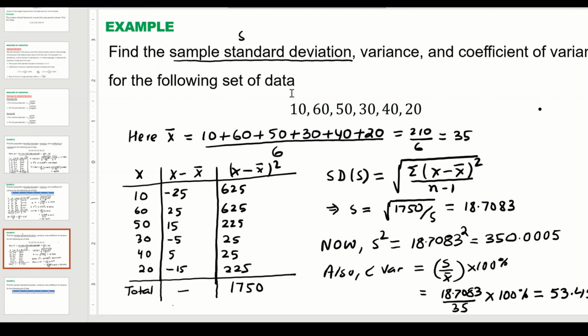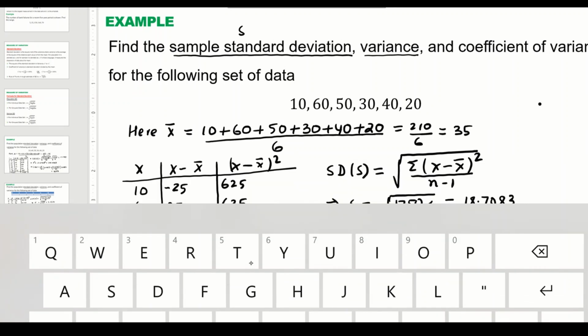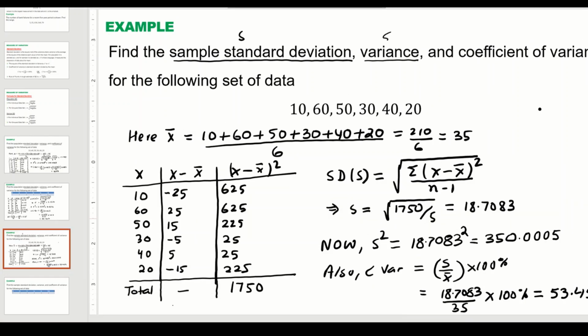Okay, that is the end of this example. We calculated the sample standard deviation, the variance, which is S squared, and the coefficient of variance. Now we are going to look at one more example.